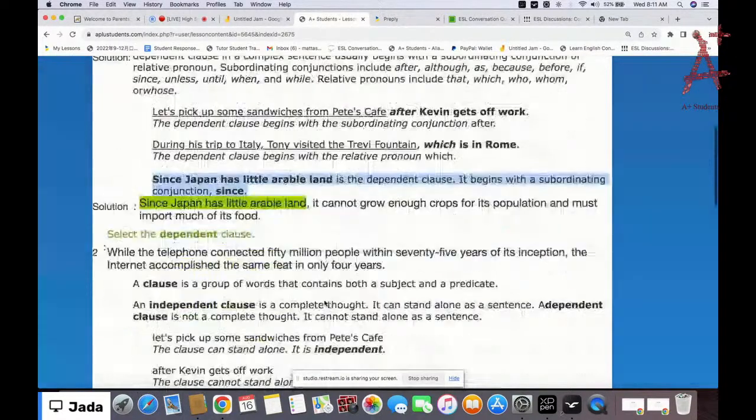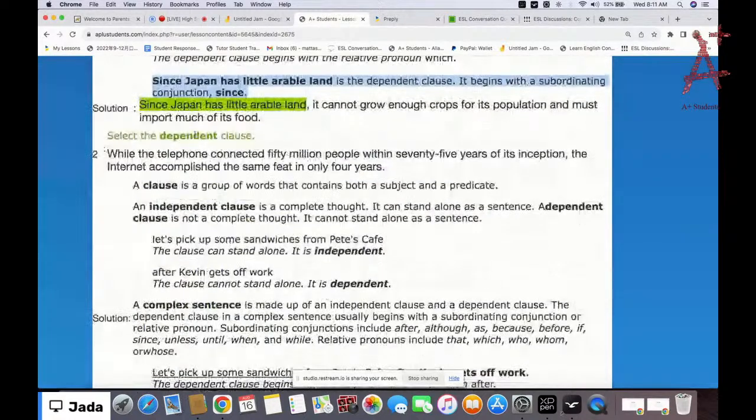Now we have some examples. It says to select the dependent clause. While the telephone connected 50 million people within 75 years of its inception, the internet accomplished the same feat in only 4 years. So now, while the telephone connected 50 million people within the 75 years of its inception, the internet accomplished the same feat in only 4 years.